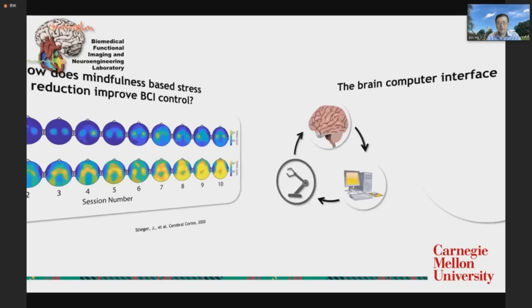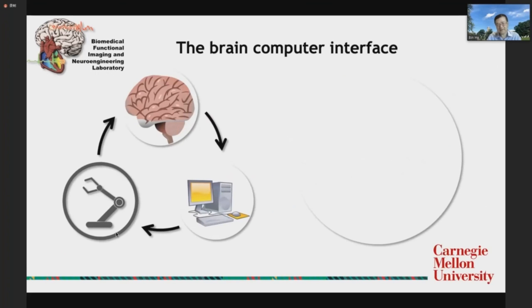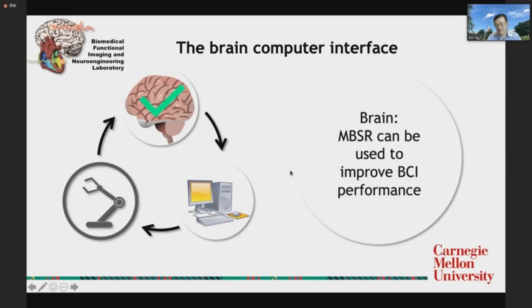So we have brain, computer, and a device. In this particular example, we just showed the work, and we know that usually the focus is on the computer or machine learning. In this very recent work, we demonstrate that there is a role, and sometimes an important role, the brain can play in brain-computer interface. That is MBSR, or meditation, which can be used to improve BCI performance.